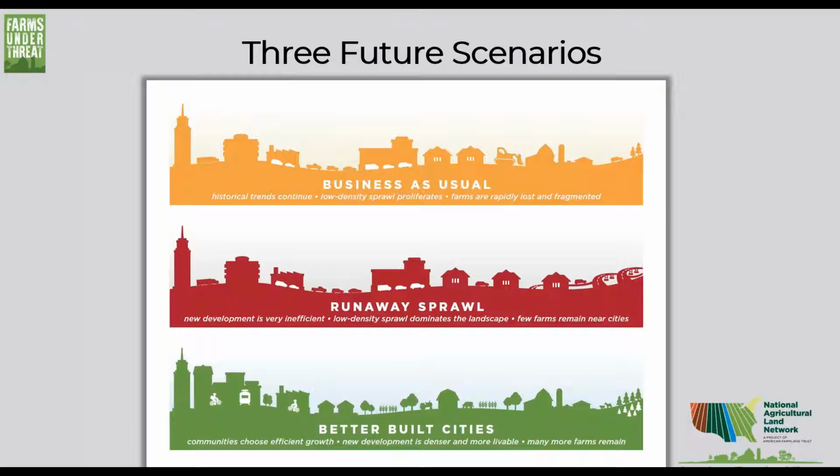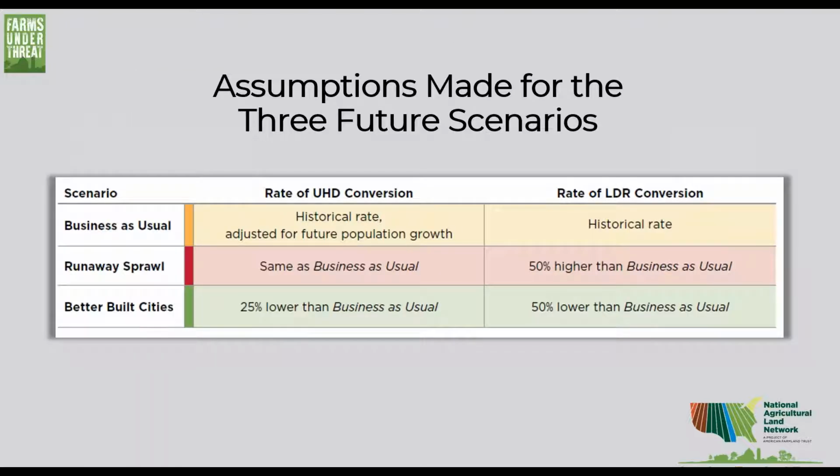So a quick look at the assumptions that went into the three scenarios. For business as usual, again, we followed that historical rate of conversion. You see here that we adjusted for future population growth only for the urban and high density development. This is because there is a strong correlation between population growth and high density development.